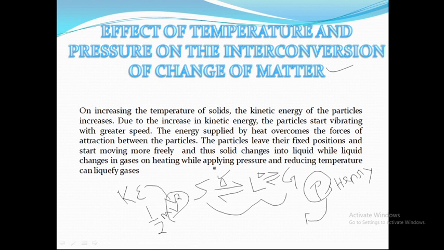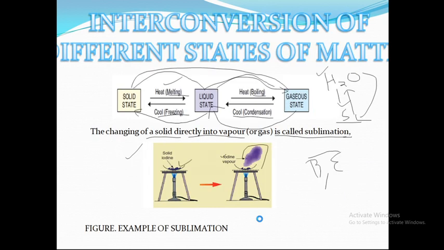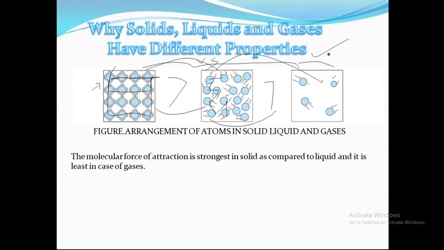See, when we increase the pressure, what happens? Come to the main diagram. When we are increasing the pressure, that means they will be coming closer to one another. Since they will be coming closer to one another, the intermolecular force of attraction will be increasing. And that's why when we increase the pressure, the gas gets converted into liquid, and on further increasing pressure, it gets converted into solid.